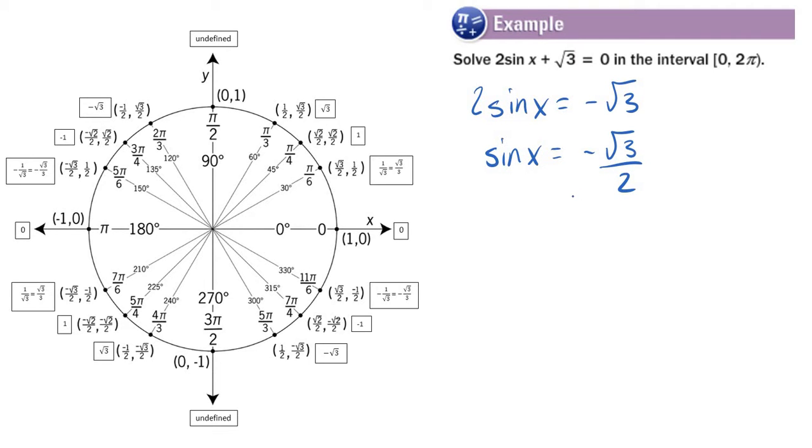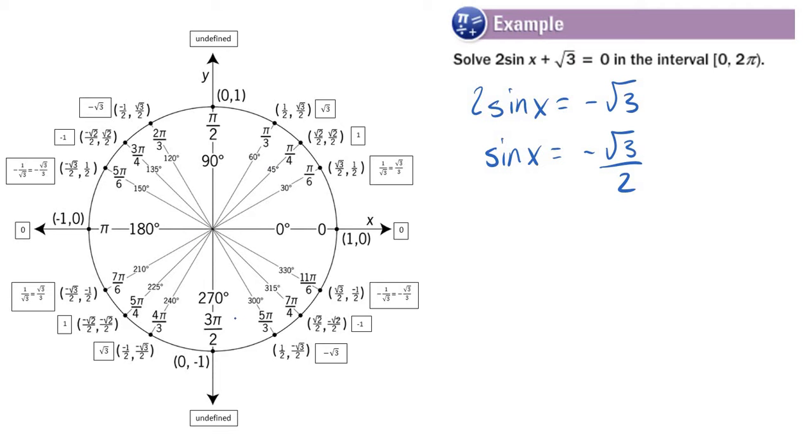Now the ones that we're going to work with are going to be nice values right off our unit circle. Obviously there's many other angles out there, and that's where inverse trig functions come in to help us solve those. But let's go ahead and just get a feel for this. So I want to know, where does sine equal negative root 3 over 2? Well, let's turn to our unit circle.